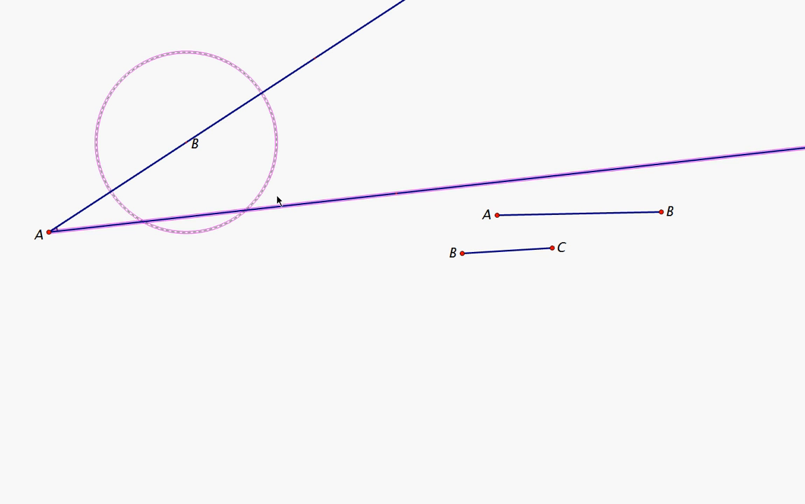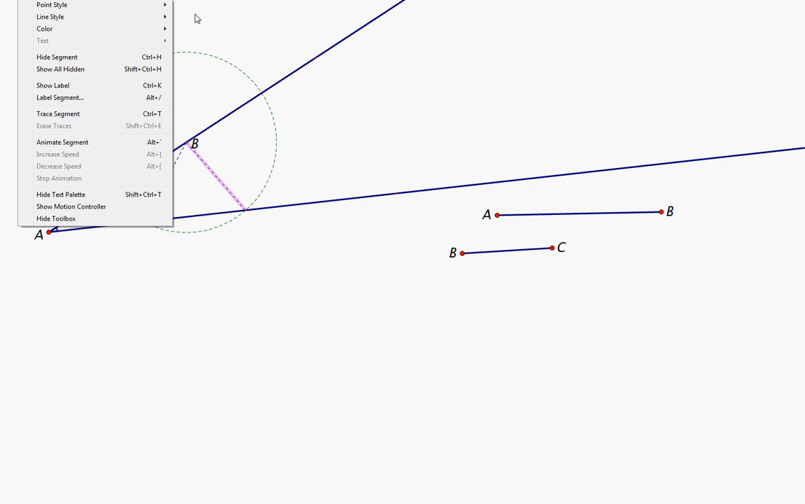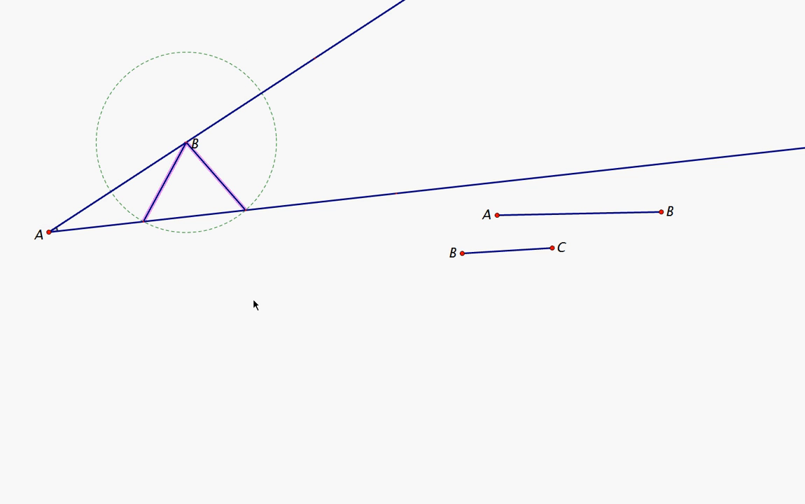My vertex C will be an intersection of the circle and this ray, so I'll construct those intersections, and I will build the segment that connects the intersection with the vertex of my triangle B. I'll make them more visible, medium, and solid. And so instead of having one triangle with the given angle A, given side AB, and given side BC, I definitely have 2 different triangles.